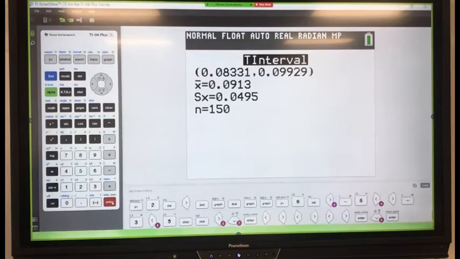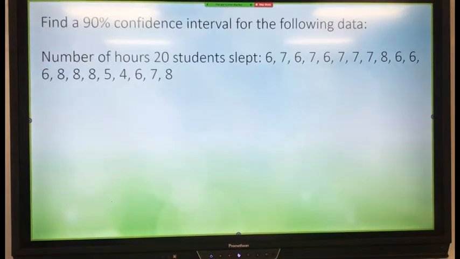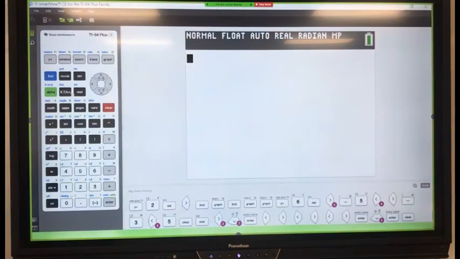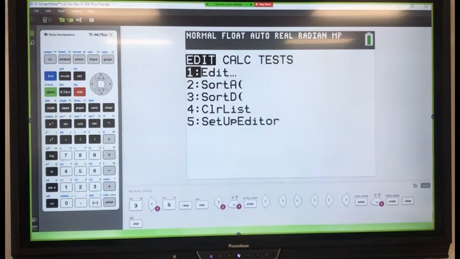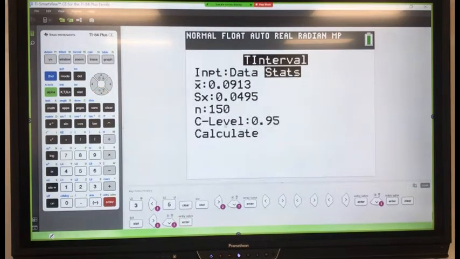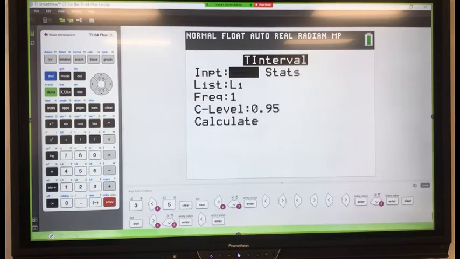Now, let's look at that confidence interval in regards to having to put the data in. So find a 90% confidence interval for the following data. The number of hours 20 students slept is 6, 7, 6, 7, and so on. Do you really want to take all this, find the mean, find the S value, find your 5-number summary? No, not when you can just go stats, edit. So the first thing you want to do, because if I go to the test, go to the T interval, and go to data, hit enter, I need data in my list 1. So we have to put some data in there.